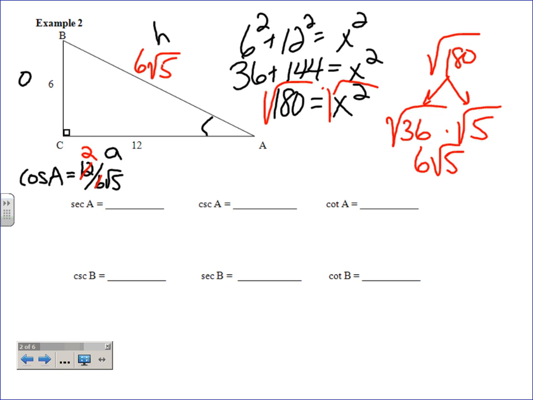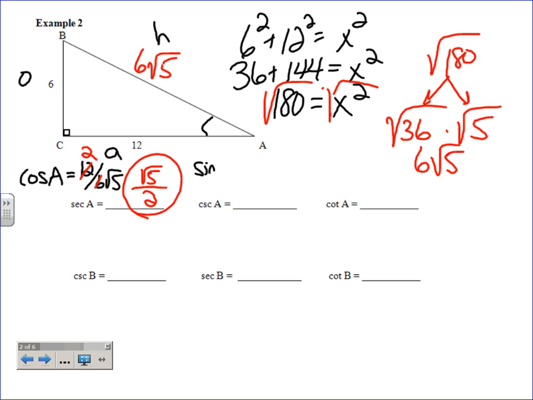Now, should I do the conjugate to that? If I'm only asking you for secant, should I do the conjugate to 2 over the square root of 5? No, because all you have to do is flip it over, becomes the square root of 5 over 2. There's no need to do the conjugate there. You're just going to create way more work for yourself.